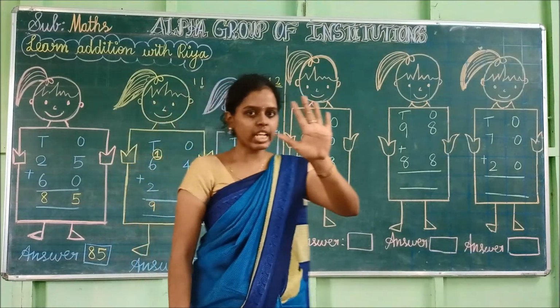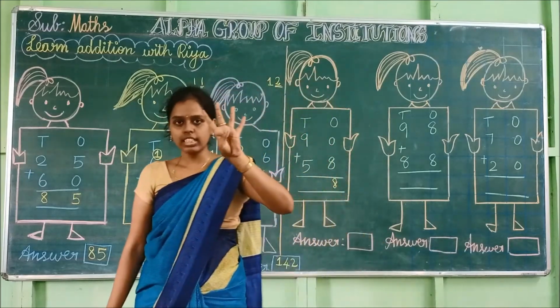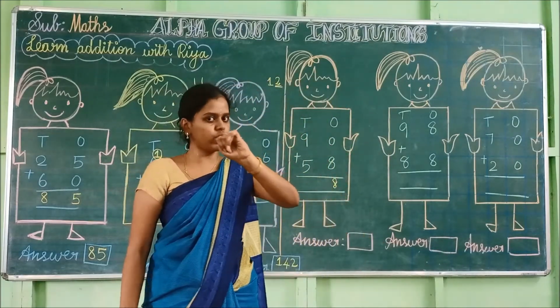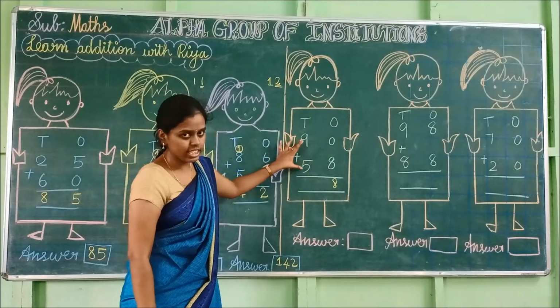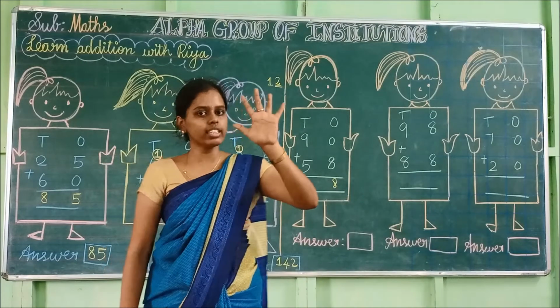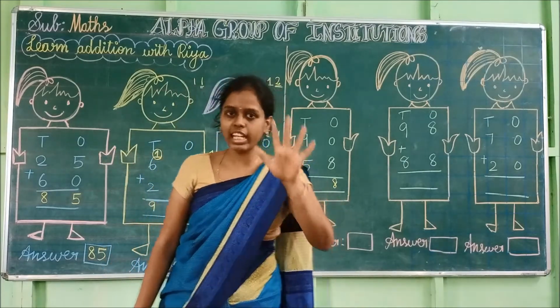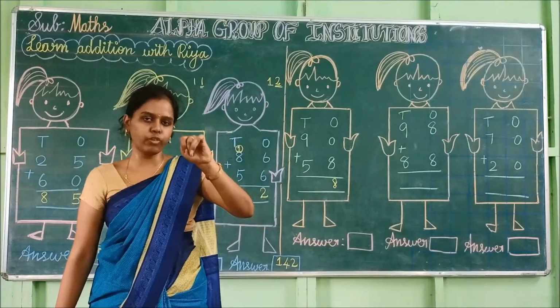9 in the mind, take 5 in the fingers. After 9, 10, 11, 12, 13 and 14. Okay, we have no carryover here, so we have to add these two numbers directly. 9 in the mind, take 5 in the fingers. After 9, 10, 11, 12, 13, 14.